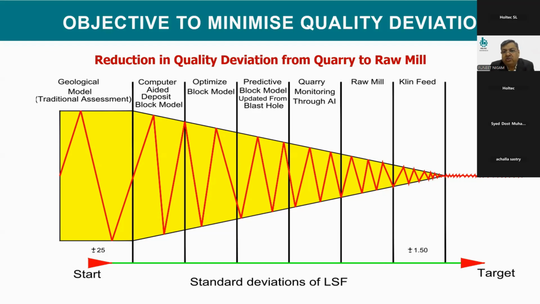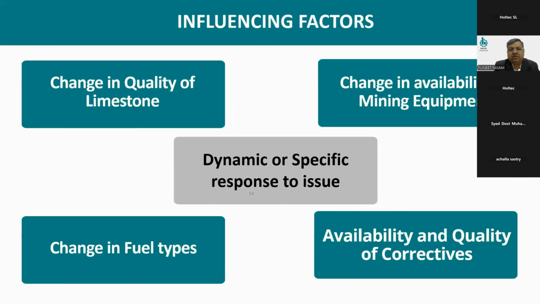And when you go to the raw mill, after the correctives, again the standard deviation becomes low, and then the kiln feed. So our objective is to reduce the standard deviation from the initial assessments to the kiln feed to plus or minus 0.1, because the plant people want: you supply the material of desired quality, but with a minimum standard deviation. So that is the main objective of the assessment.